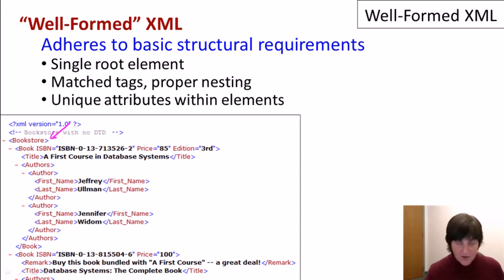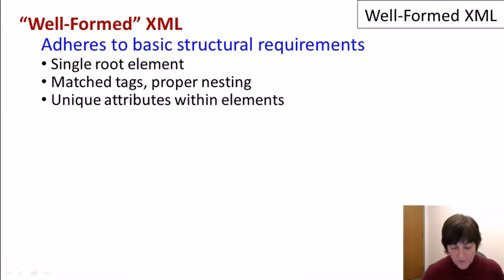that all of our tags are matching. We don't have open tags without closed tags. And our tags are properly nested, so we don't have interleaving of elements. And finally, within each element, if we have attribute names, they're unique. And that's about it. That's all we require for an XML document or a set of XML data to be considered well-formed. And for many applications, that's all we're concerned about.